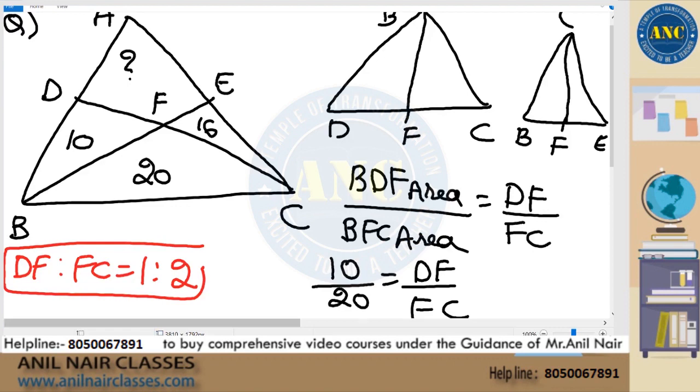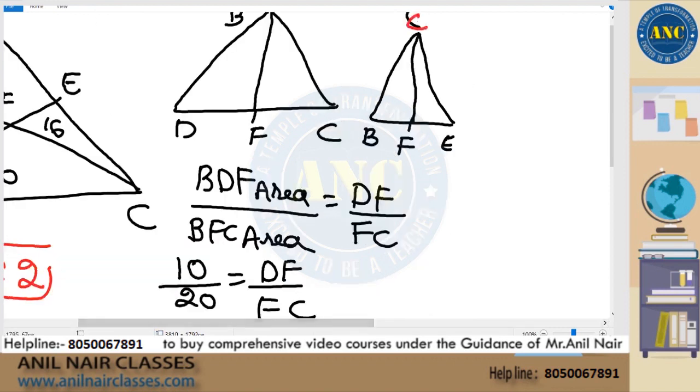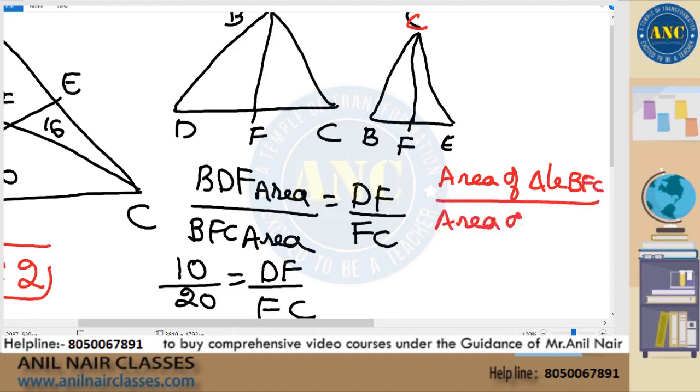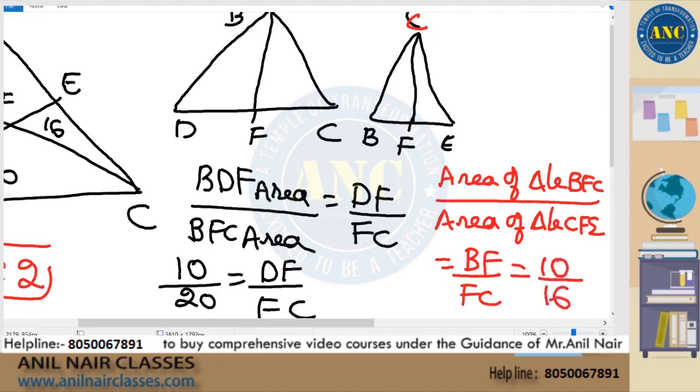BFE, and it is C. Same thing. If you try to execute it, the area of triangle BFC divided by the area of triangle CFE is nothing but BF is to FE. What is the area of triangle BFC? It is 10. What is the area of the other triangle? 16. So BF by FC is nothing but 5 by 8.